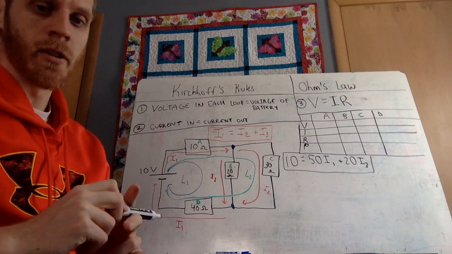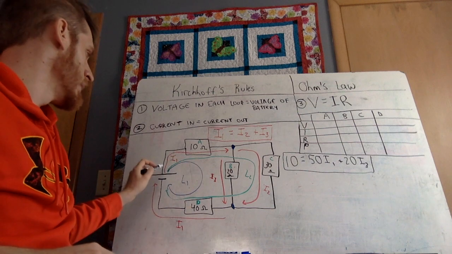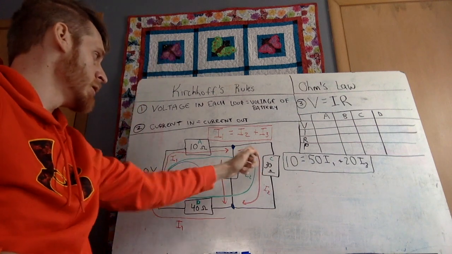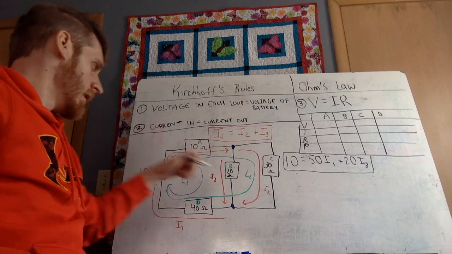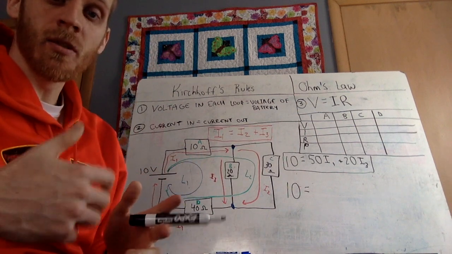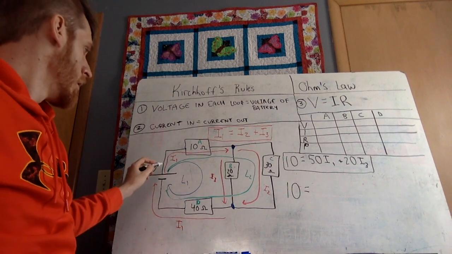Maybe that last loop will tell us some more information. Okay, the last loop here. Same rules. We know that loop number 2, the big green loop, the big outside loop, is going to equal 10 volts. And that 10 volts has to get used up somewhere. So where does the 10 volts go?